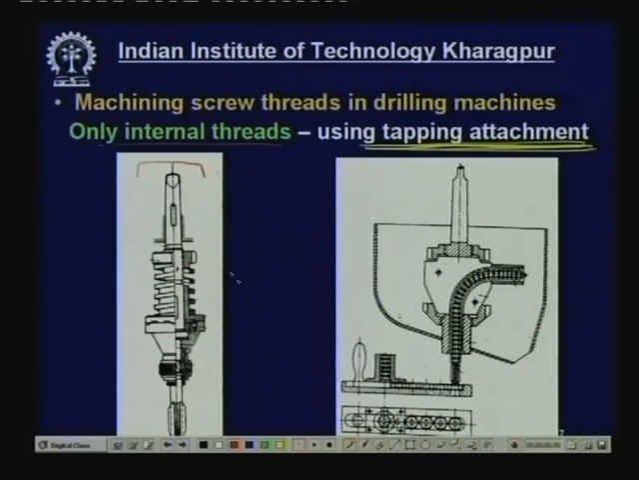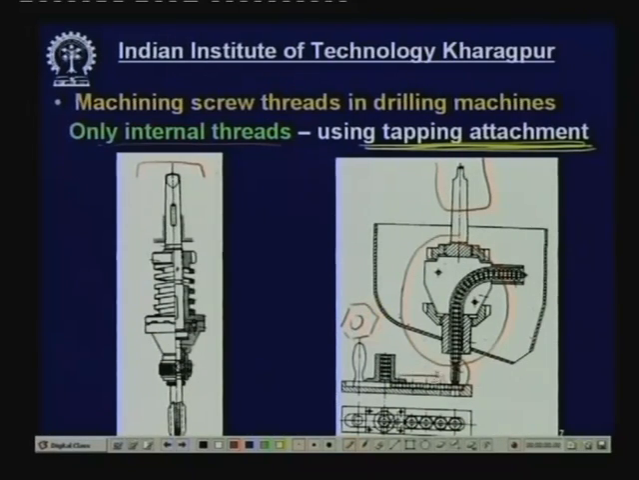Now this is faster production. Now this production rate can be further enhanced. How will this be done? You see that a tapping attachment mounted into the spindle, and this is a tap, and these are nut like jobs, simpler small jobs with a hole.